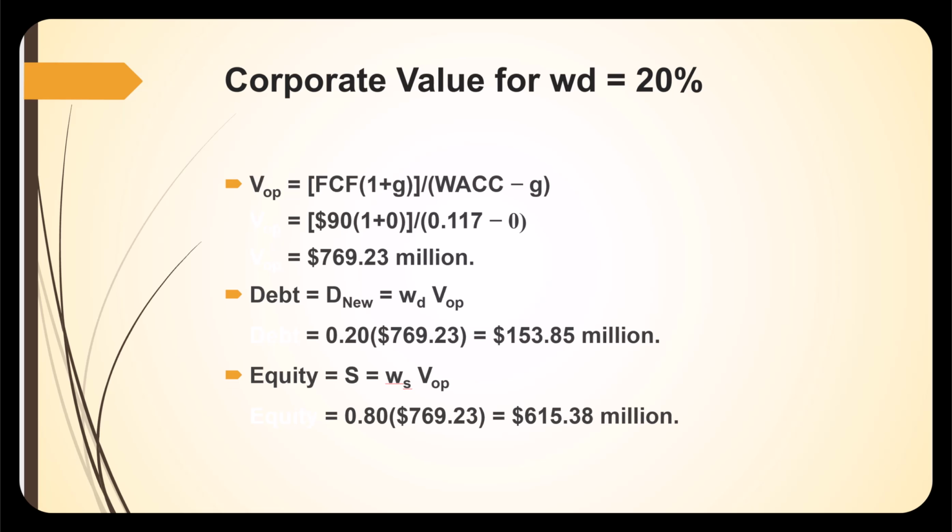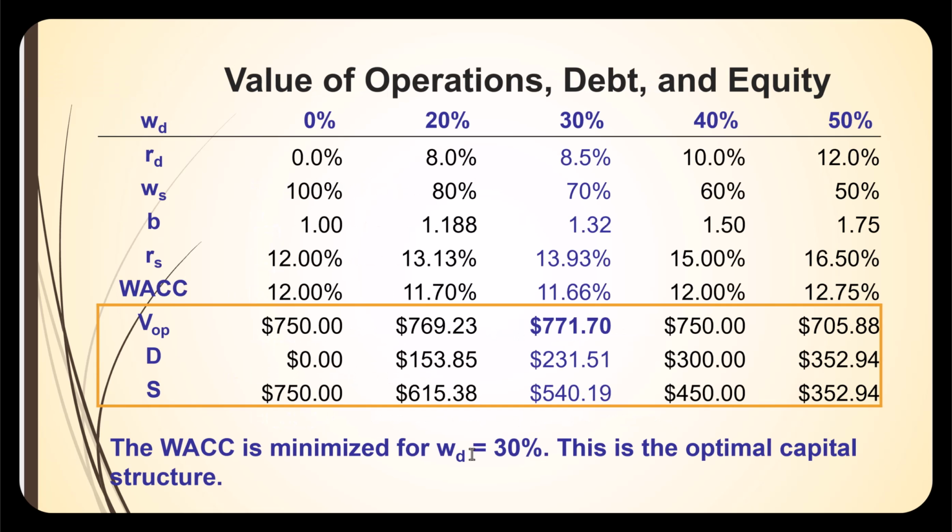So again, let's look at this in tabular form. We see here's those numbers we just did, right? 8%, 80% equity. There's our beta, cost of equity. Cost of capital is 11.7. So the value of our company here is 769. 153 of that comes from debt and 615 comes from equity.